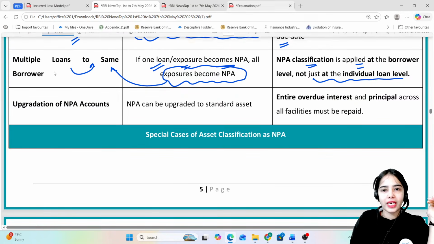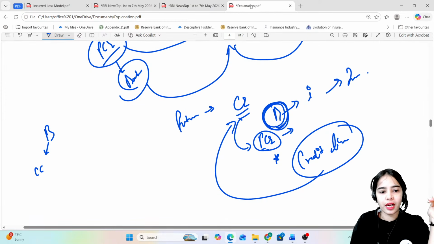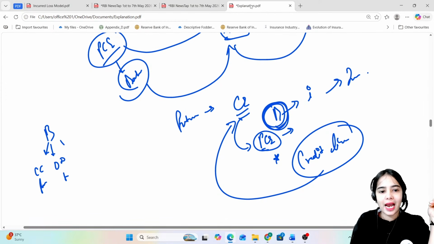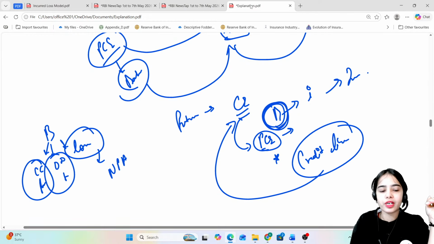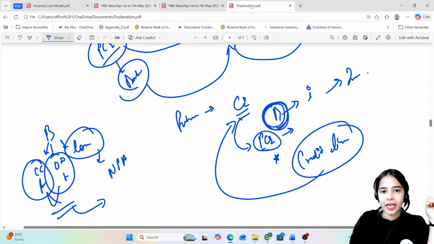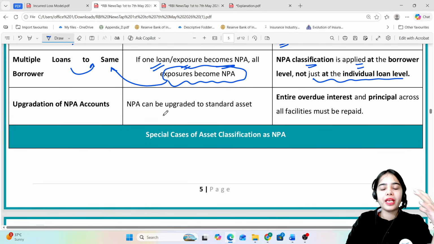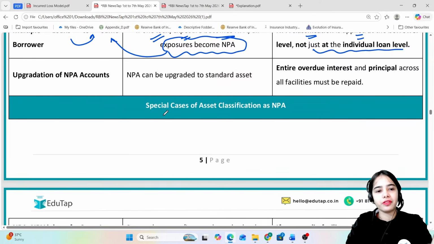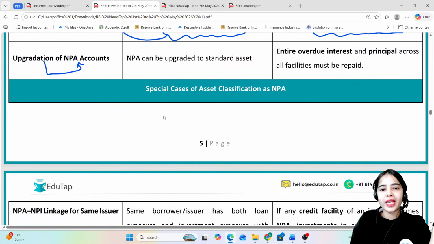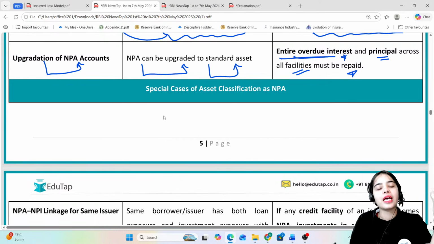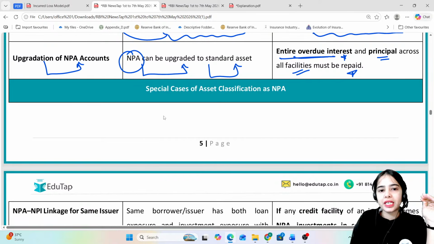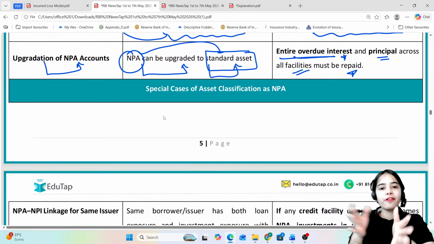Let's say a borrower has taken a credit card facility, an overdraft facility, and a loan. So if this loan becomes NPA, that means the credit card and the overdraft will also come under the category of NPA. Okay, so the NPA is classified at the borrower level, not just at the individual level. Upgradation of NPA accounts: NPA can be upgraded to standard asset if the entire overdue interest and principal across all facilities have been repaid. So the non-performing asset will only be classified as a standard asset, as a normal asset, when all the payments have been paid.